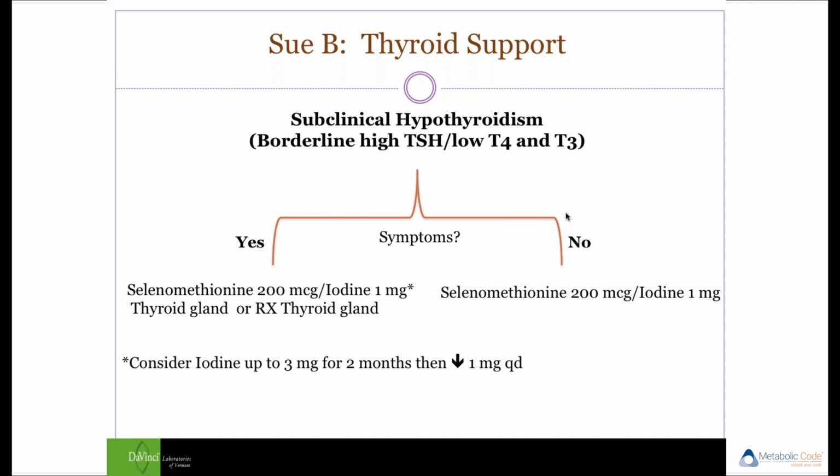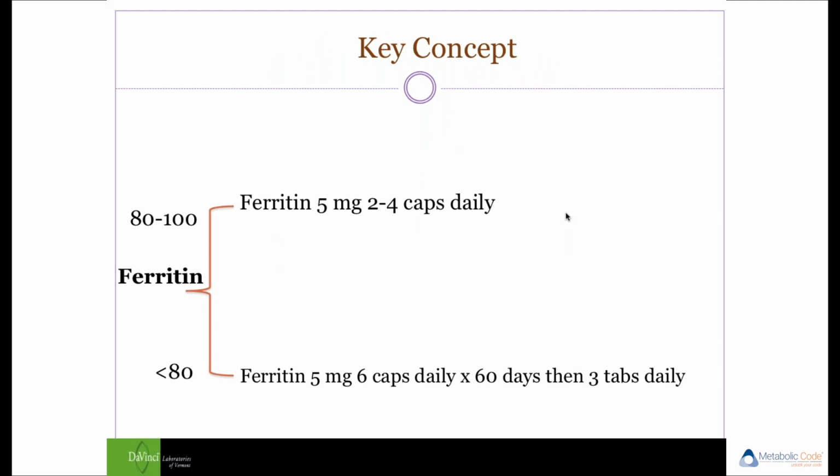If she has lots of symptoms, you could always consider some sort of glandular or prescribed medication to give her back a little bit of thyroid function. And you may want to consider iodine up to 3 milligrams for 2 months and then decrease to 1 milligram. I am not a big fan of very high dose iodine replacement, but I think a little bit of iodine probably goes a long way in these patients.